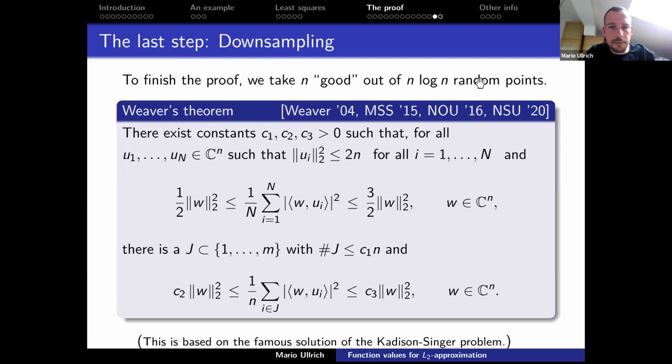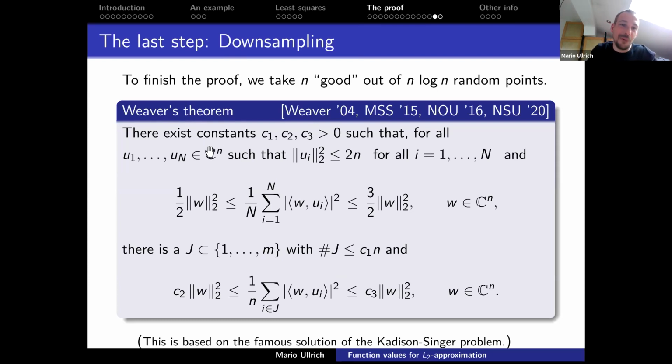There's something in the chat. Should small m be big N? Oh, yes, I'm sorry. Yes. So this small m, this is the number of samples. That's the big N here. Sorry for the confusion.